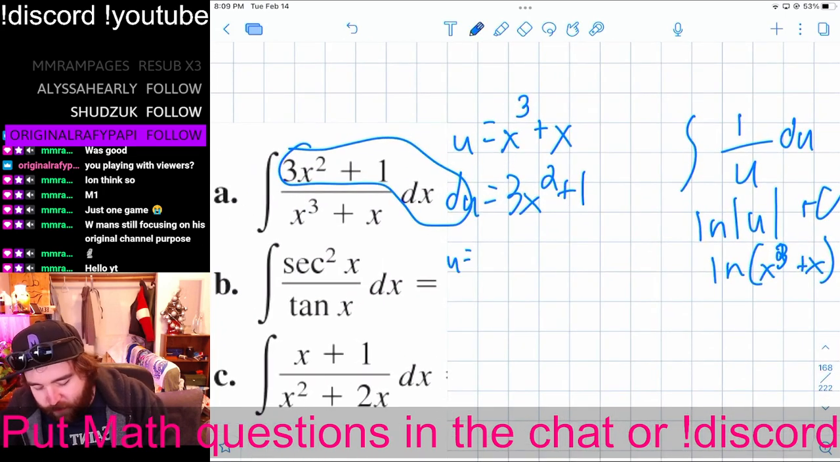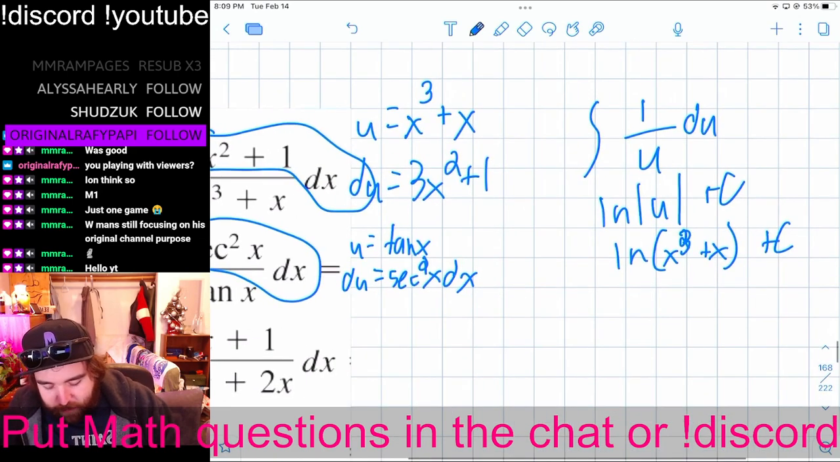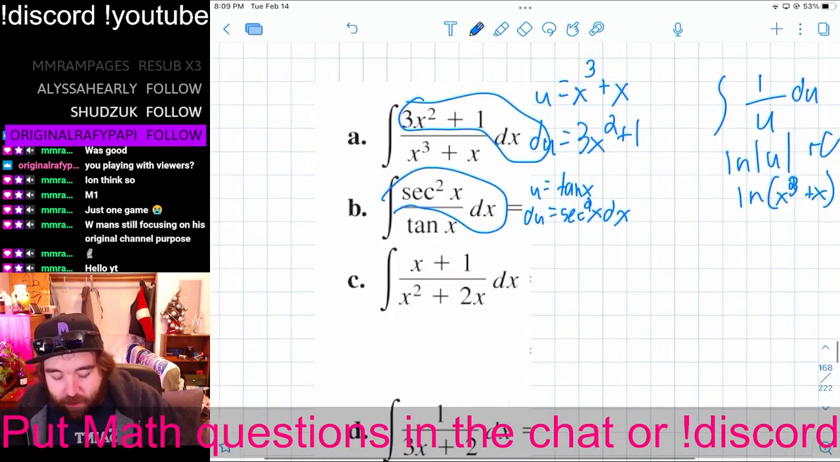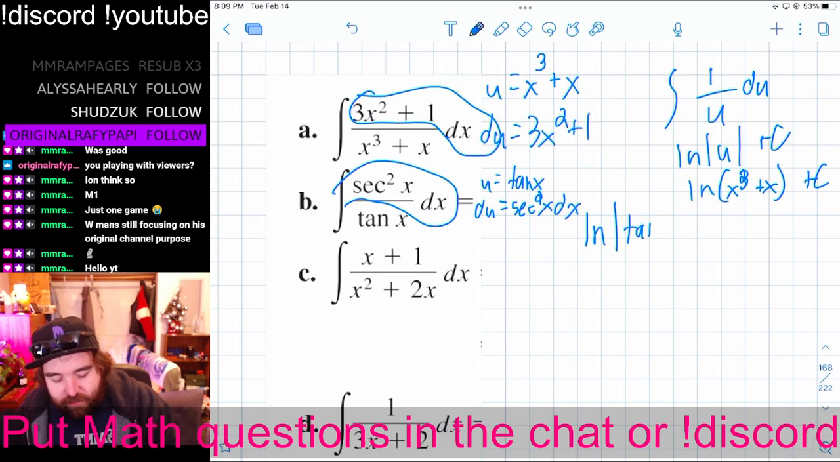If we just simply make u tangent of x, then our du is secant squared, and that's exactly what we have on top. That's probably what all of these problems are like. So that means we're just taking the integral of 1 over u, just like we were before. So it's just the ln of the absolute value of tangent of x plus c.